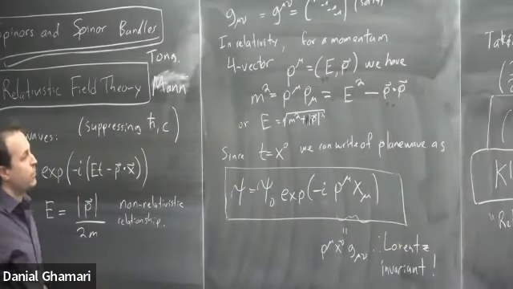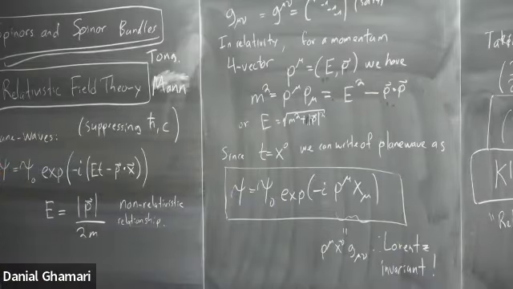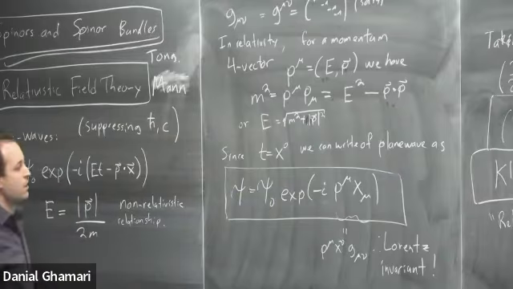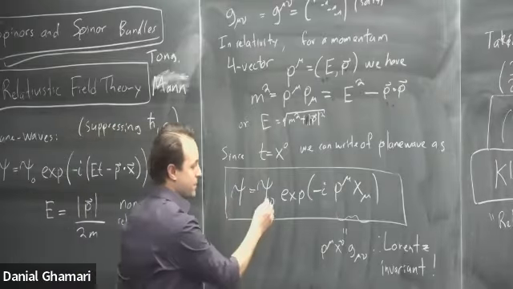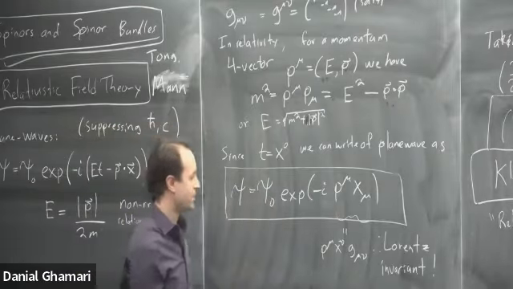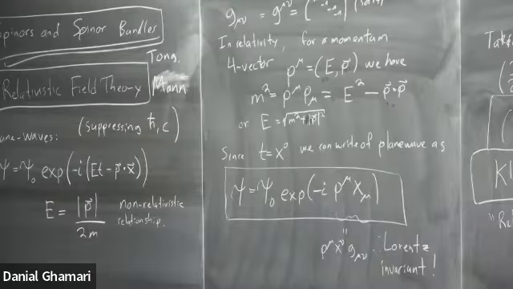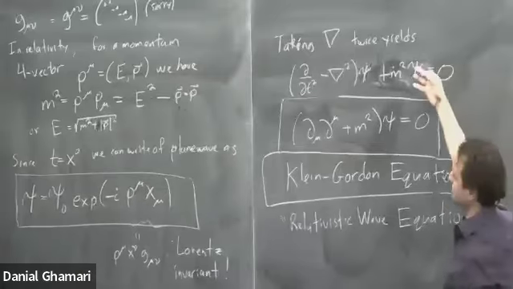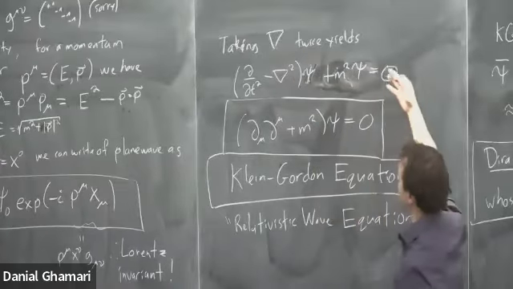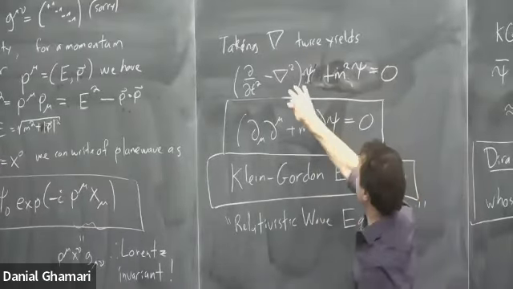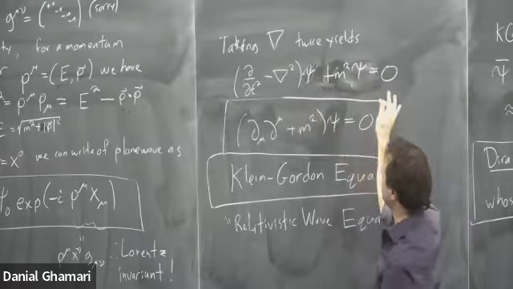Okay, and so if we want to figure out what should be the relativistic wave equation, we can just start taking derivatives of this and see what equation this object satisfies. So I'll save you some of the details, well, all of the details, and say if you take nabla twice, the divergence twice, then you get this particular differential equation.